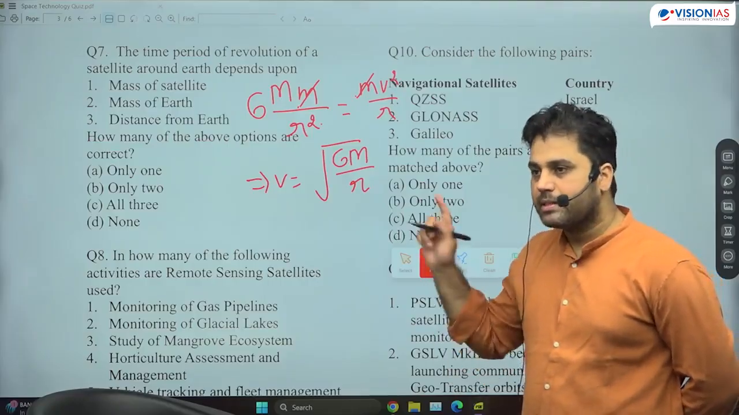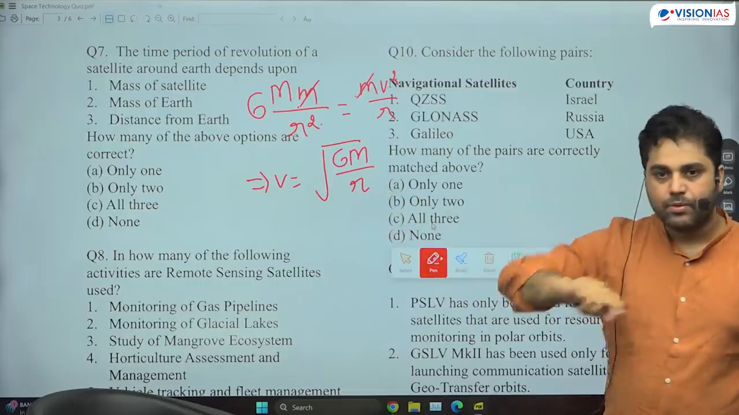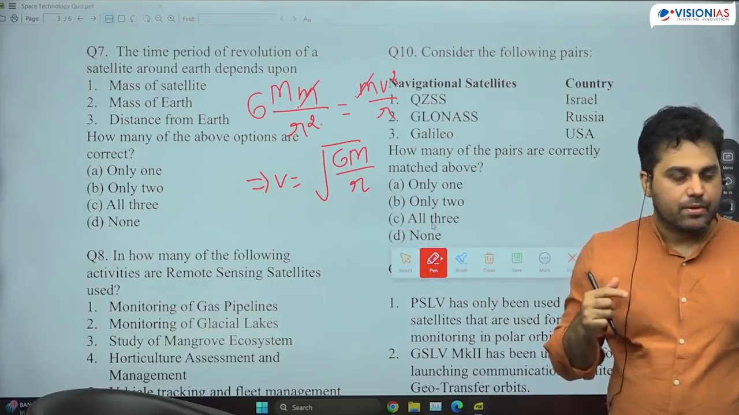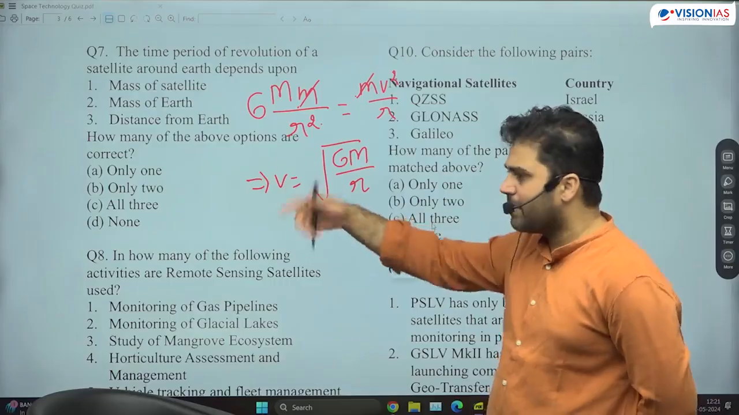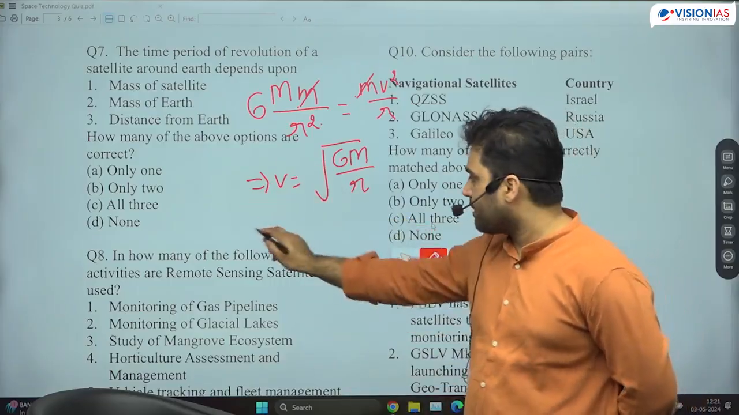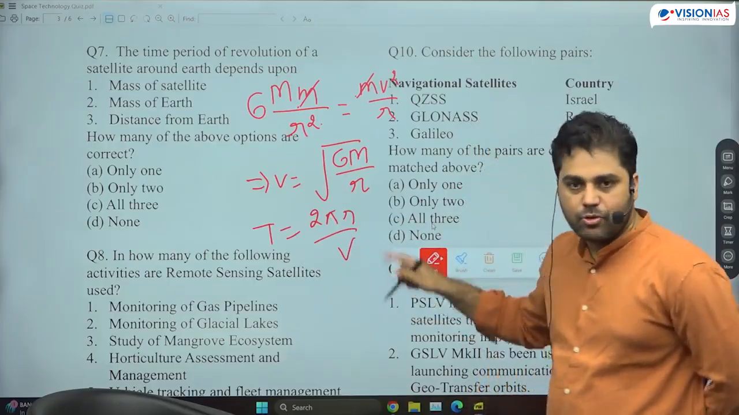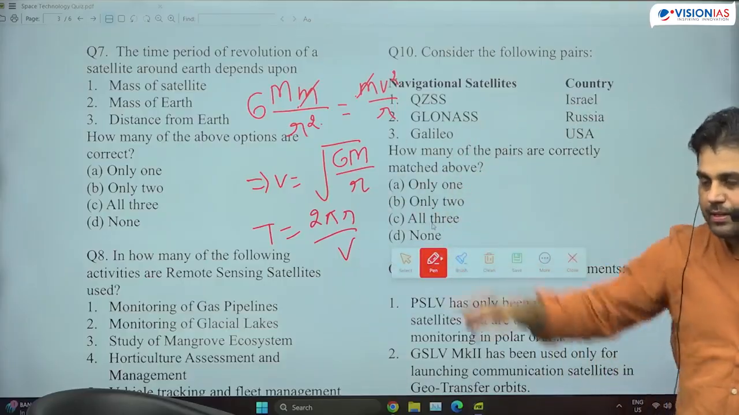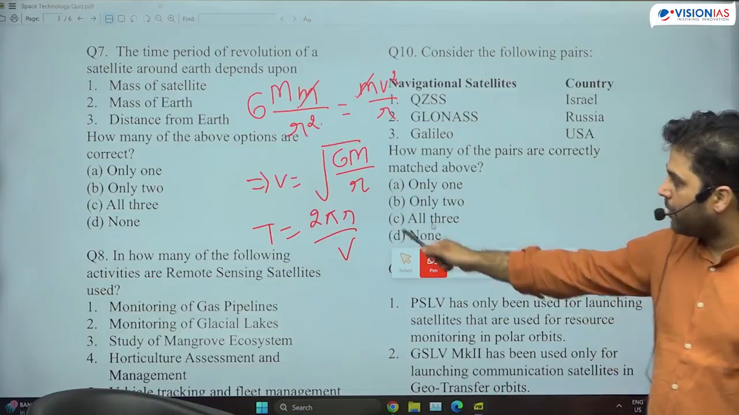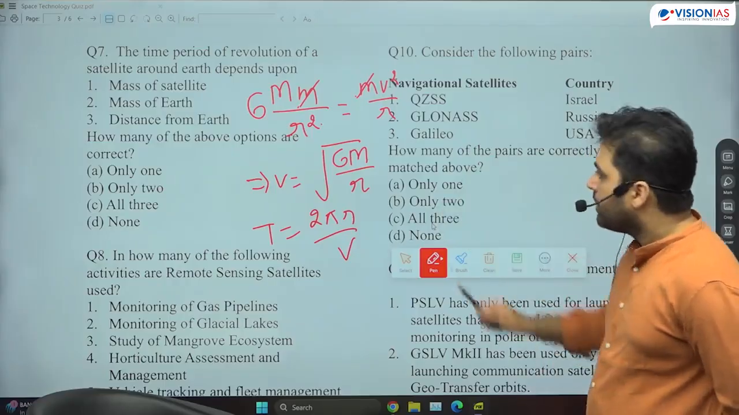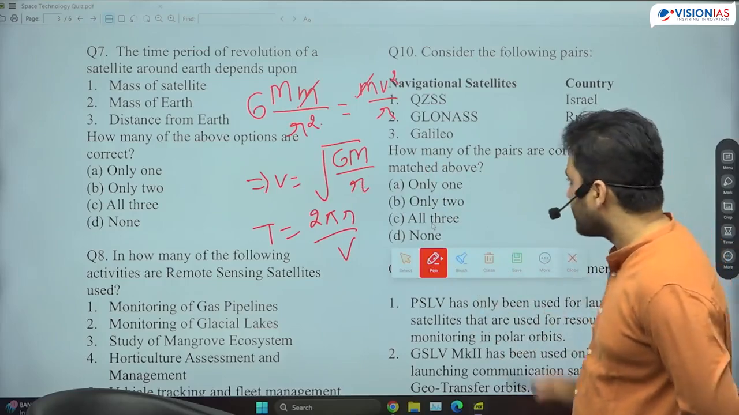For example, if an object of the same mass revolves around the Sun at the same distance, the revolution period will be much faster. So the mass of the heavier object will decide how fast you are revolving. And by the way, how fast you are revolving will decide your time period of revolution. The time period is nothing but 2 pi r by v. 2 pi r is the distance you travel, the circumference of this circle, divided by speed. So this will depend upon mass of Earth, and this will depend upon distance from Earth, but it will not depend upon mass of satellite. Answer will be only 2 here.